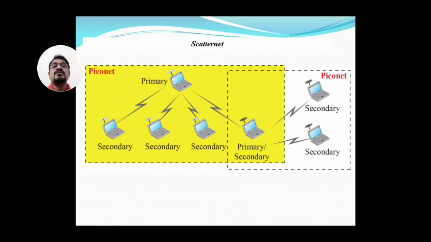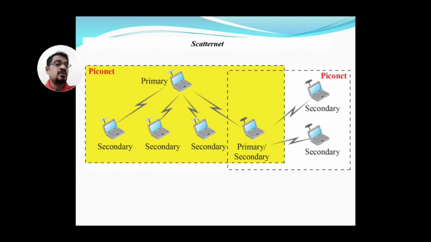It means that you can connect one Piconet to another Piconet, so that you can increase the number of devices in the Bluetooth network. See, on the left-hand side you can see what has been shown in yellow, that is one Piconet, and on the right-hand side one more Piconet is there. Now what I'm trying to do is connect one Piconet to another Piconet.